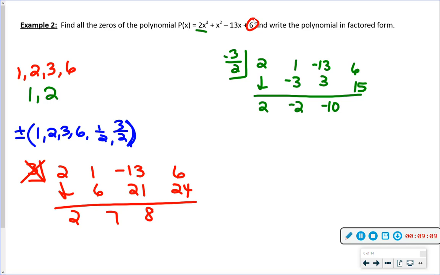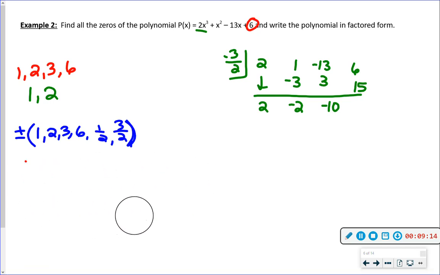Can I erase this? Because I'm running out of room. Okay. So, yeah, I'm going to guess 2. That's a 2. I don't know. That's my bad leftover erasing.